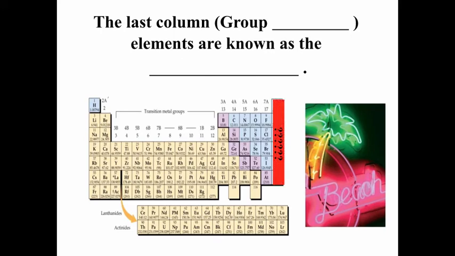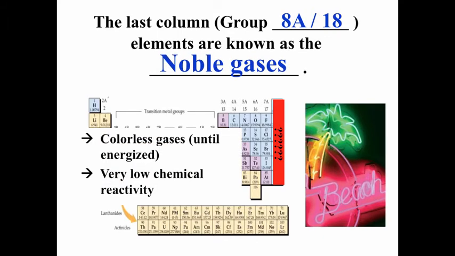And the last column, group 8A or 18, these are known as the noble gases, sometimes called the inert gases. They're colorless gases until they've been energized, but they have very low chemical reactivity, hence the name noble or inert. A good example of noble gases is neon, found in neon signs as shown here.